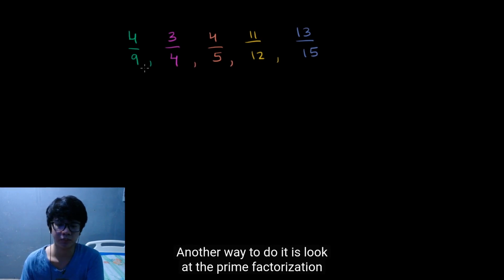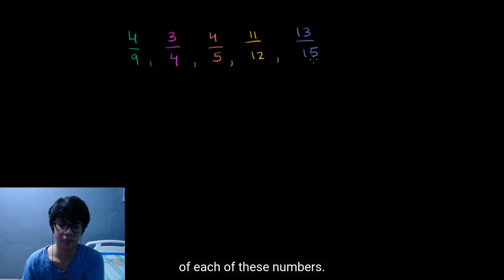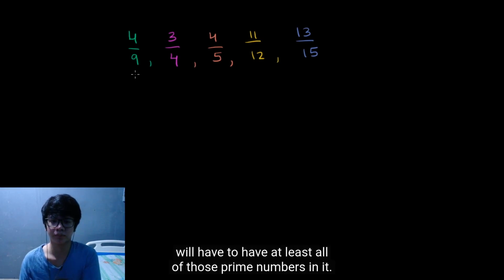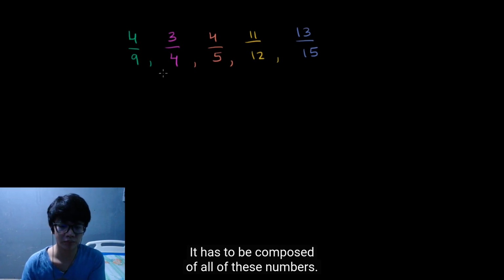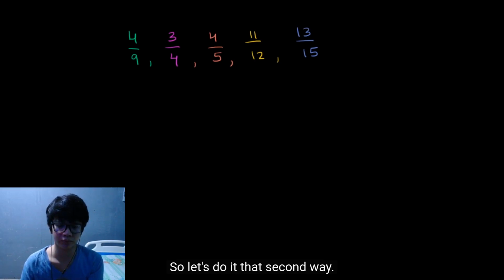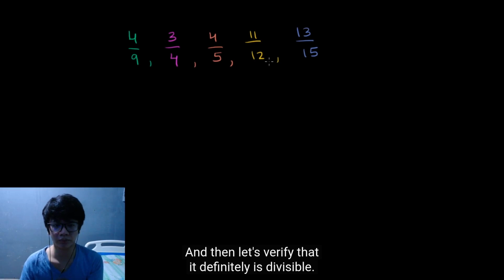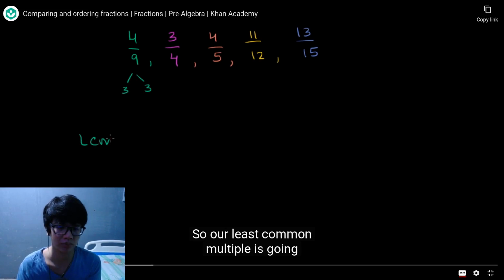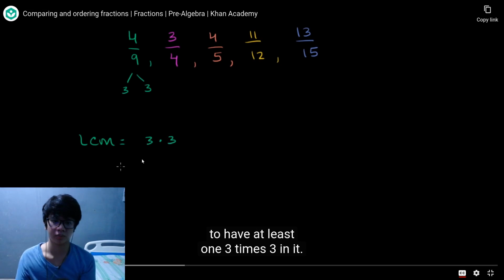Another way to do it is look at the prime factorization of each of these numbers, and then the least common multiple of them will have to have at least all of those prime numbers in it. It has to be composed of all of these numbers. So let's do it that second way, and then let's verify that it definitely is divisible. So 9 is the same thing as 3 times 3. So our least common multiple is going to have at least one 3 times 3 in it.